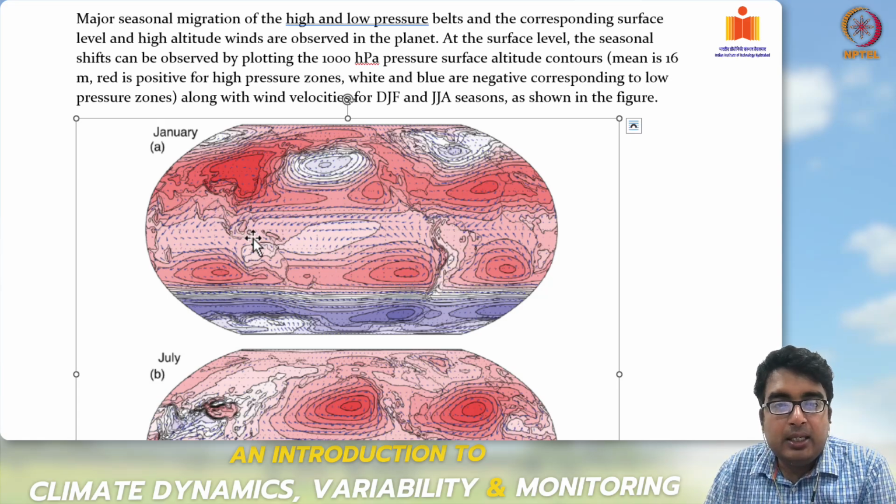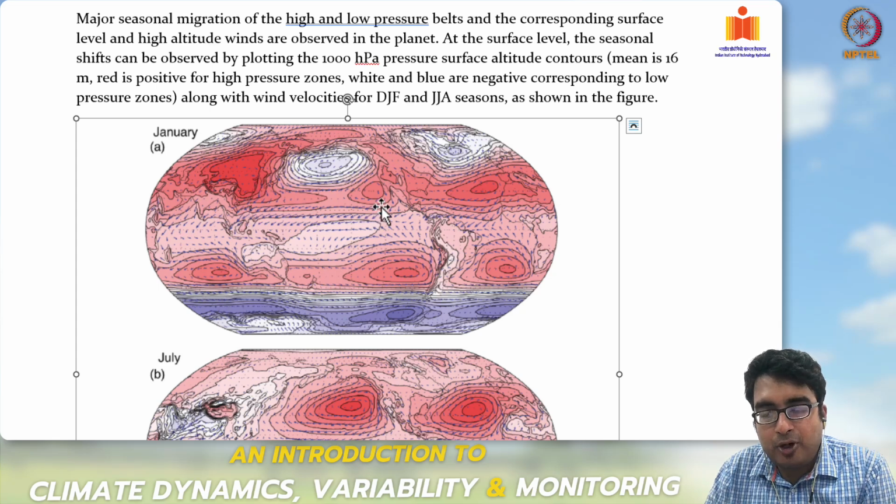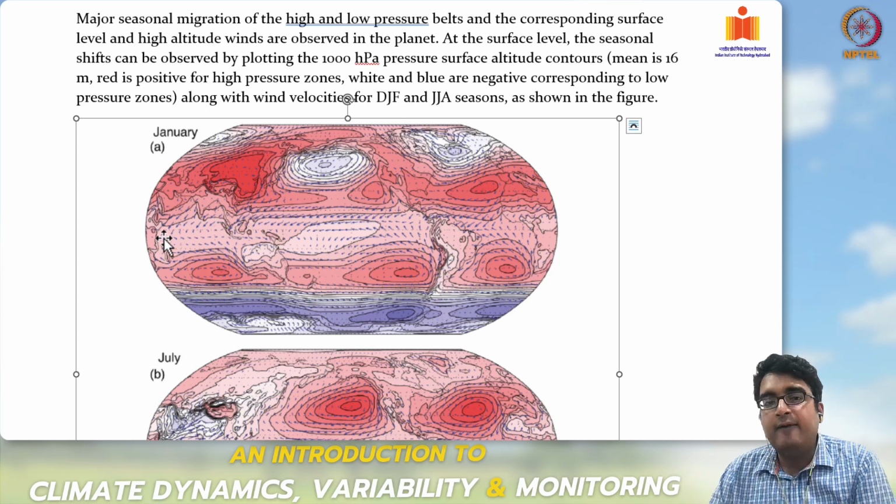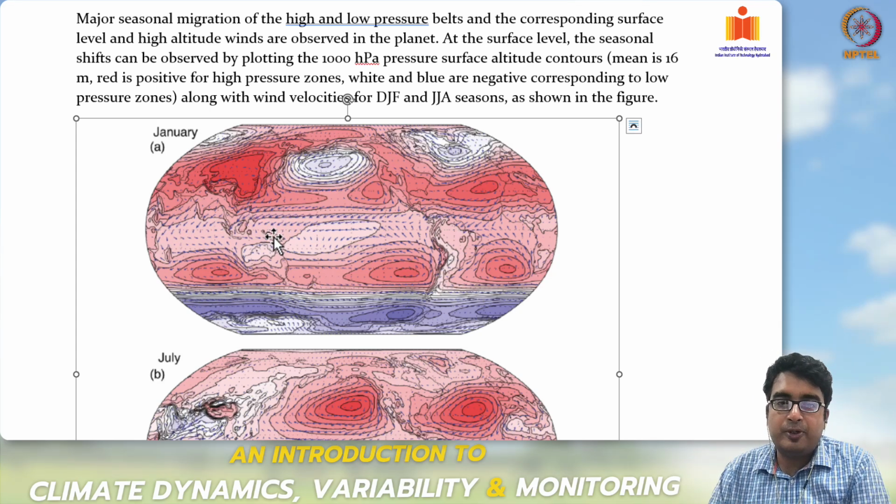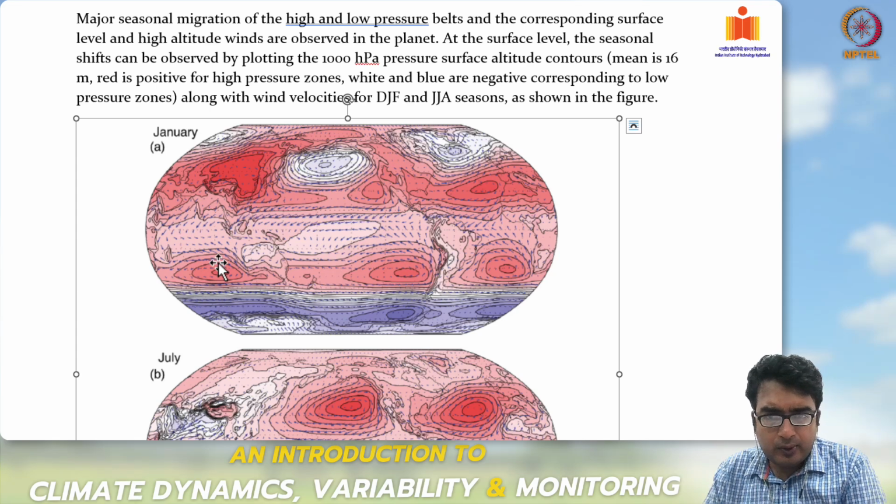Similarly, because of this low pressure zone here, winds are coming from the subtropical high pressure belt in the northern hemisphere and going towards the low pressure zone here. So winds are going into this low pressure zone, both from the northern hemisphere where the high pressure is strong and partly also from the southern hemisphere where the high pressure is somewhat weak.